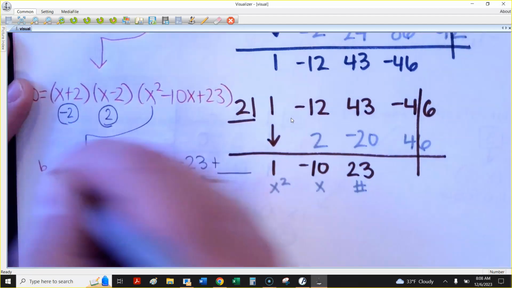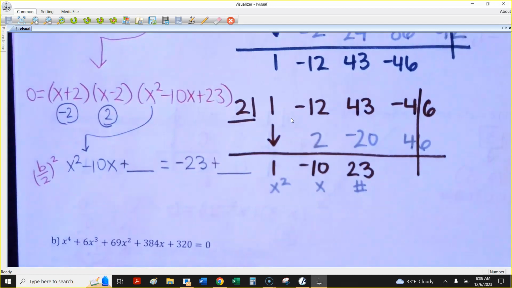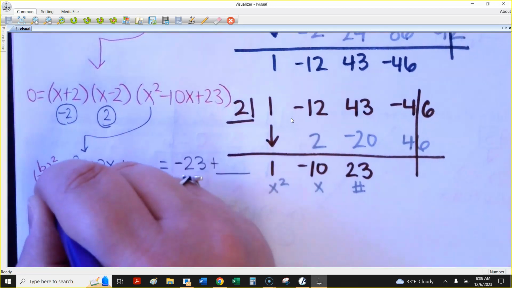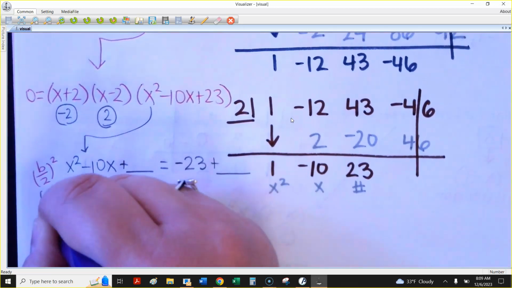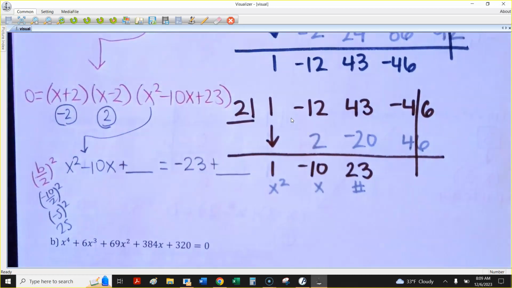To complete the square, you take the b value divided by 2 squared. That's why I thought it might be okay for this one because my b value was even. For this question, that would be negative 10 over 2 squared, which is negative 5 squared, which I know is a lot of work, but that would be 25. So I'd add 25 to both sides.